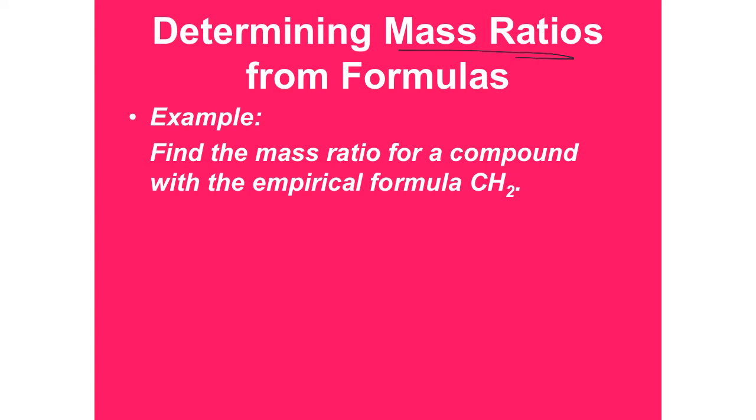Mass ratio would be just a smidgen harder. So again, if we have CH2, we have to think about if we have 1 mole of C, that would be 12 grams, and 2 moles of hydrogen would be 2 grams. So they would be in a 6-to-1 mass ratio.